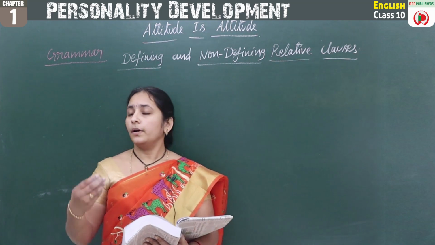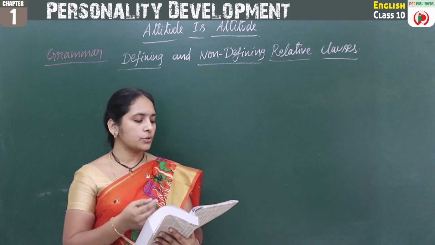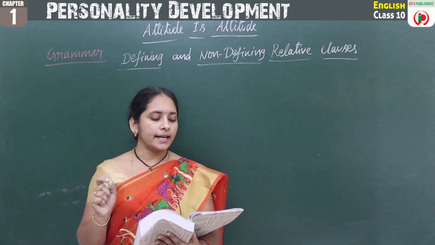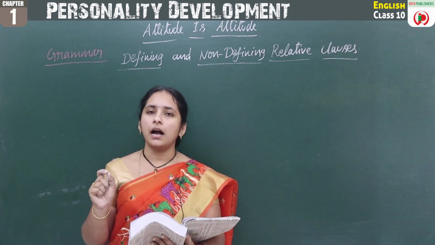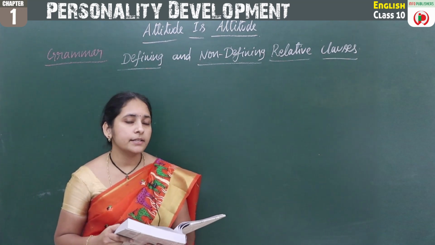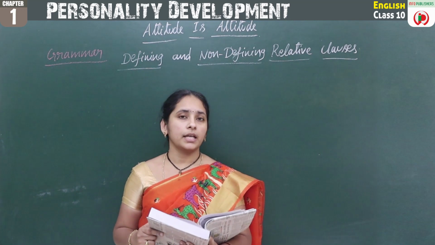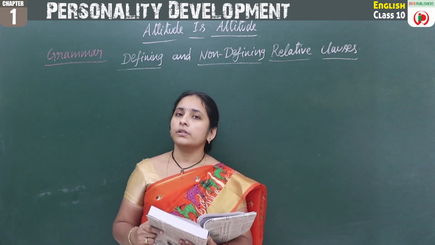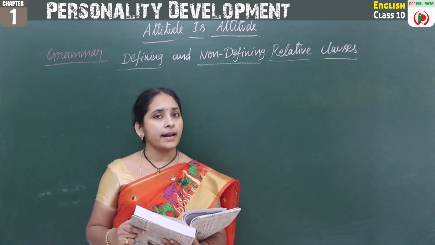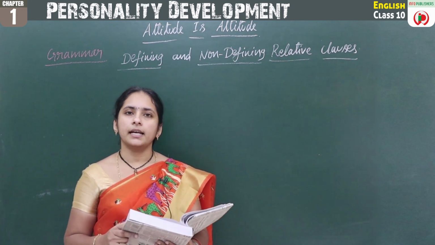See children, for the defining and non-defining, they have given some examples. First Roman C. Read the text again and identify some more defining and non-defining relative clauses. So once again you read the textbook and find them. Defining means it should define something, without commas. And if it is giving information by using commas or hyphens, those are called non-defining relative clauses.